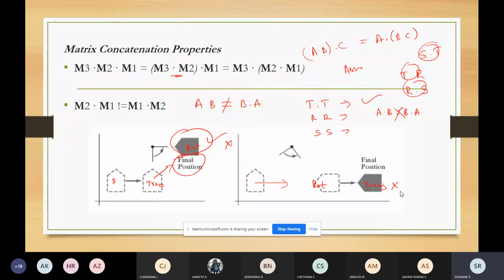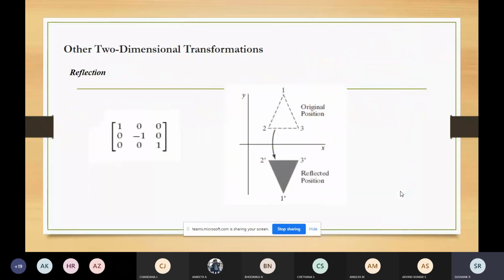These are some of the basic transformations. In addition to these basic transformations, we have some more transformations called reflection and shear. So what is reflection? Reflection is like a mirror. It is a transformation which will produce a mirror image of an object. For an object, you get a mirror image, and we call that reflection.